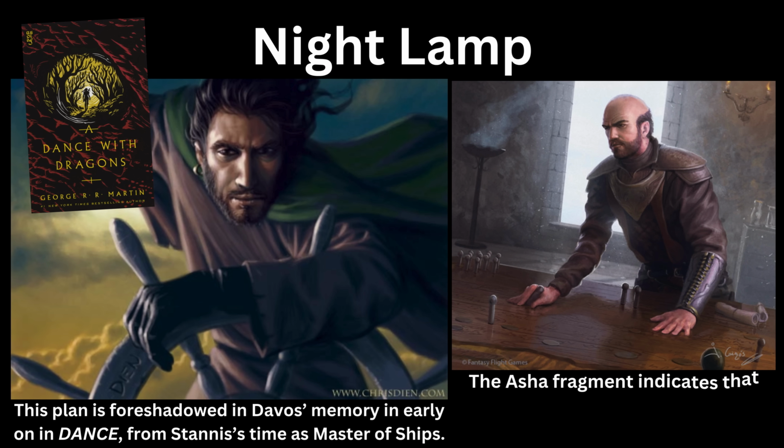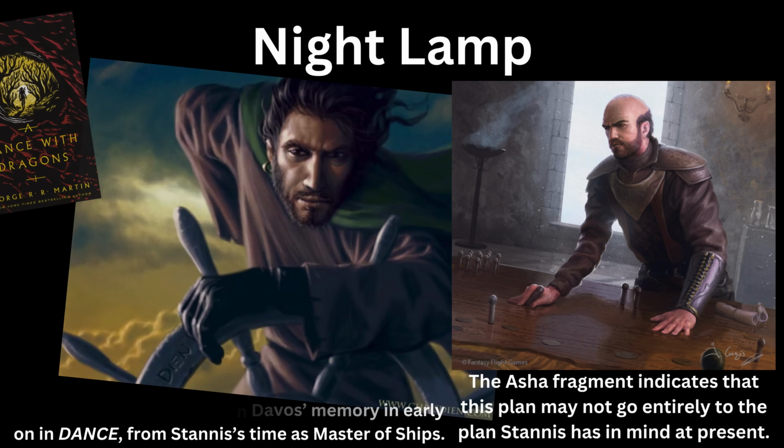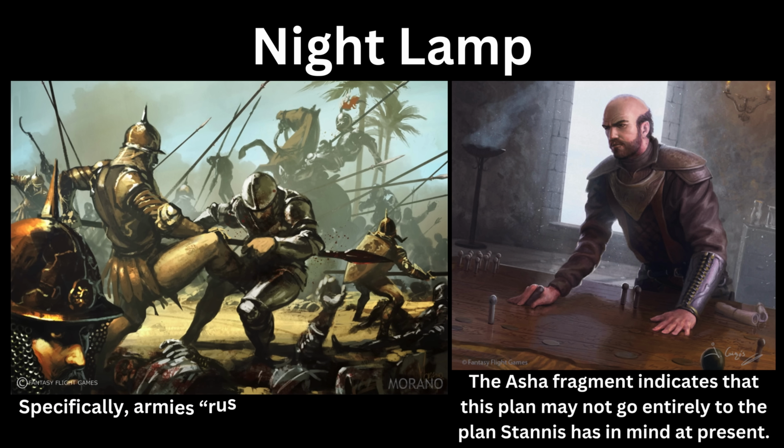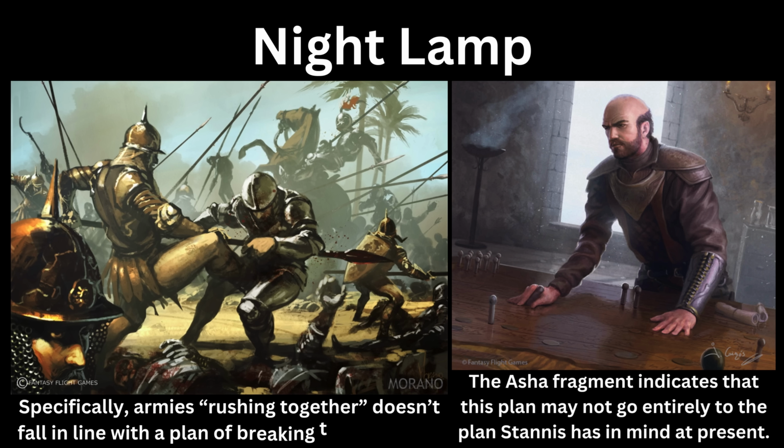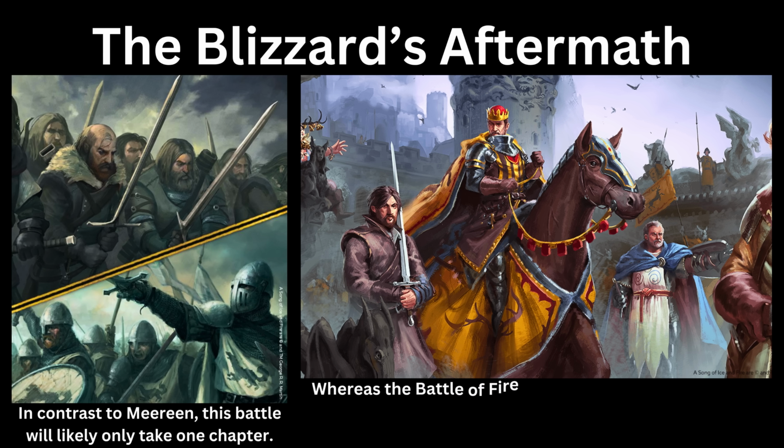There are indications from the Asha fragment that things might not go exactly according to plan. Most notably, we can see from Martin's screen that Asha notes that two things are, quote-unquote, rushing together like something, and if this plan were to go off without a hitch, nobody would really be rushing towards each other. We would just have the Frays rushing onto the ice and it breaking underneath them. Another reason I believe these conflicts are going to be opposites is I do think the Battle of Ice is going to be a plan that is executed in one single chapter.